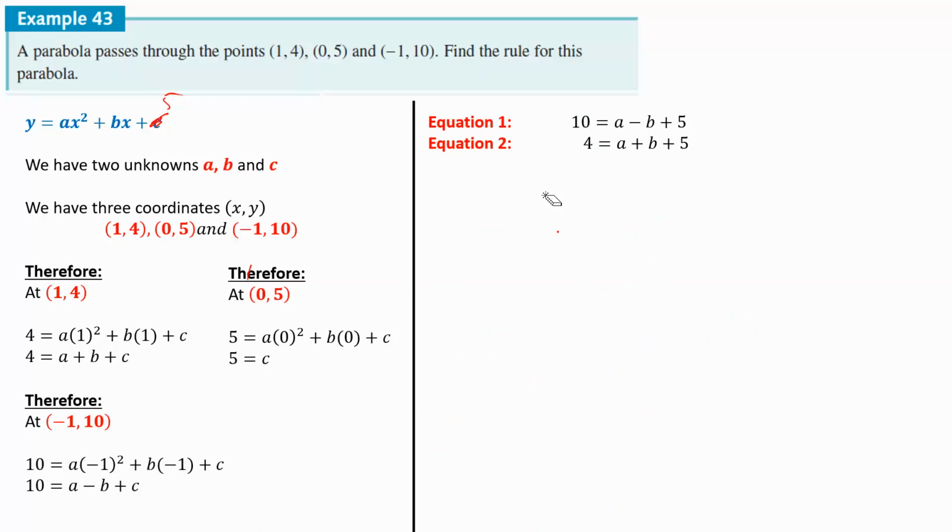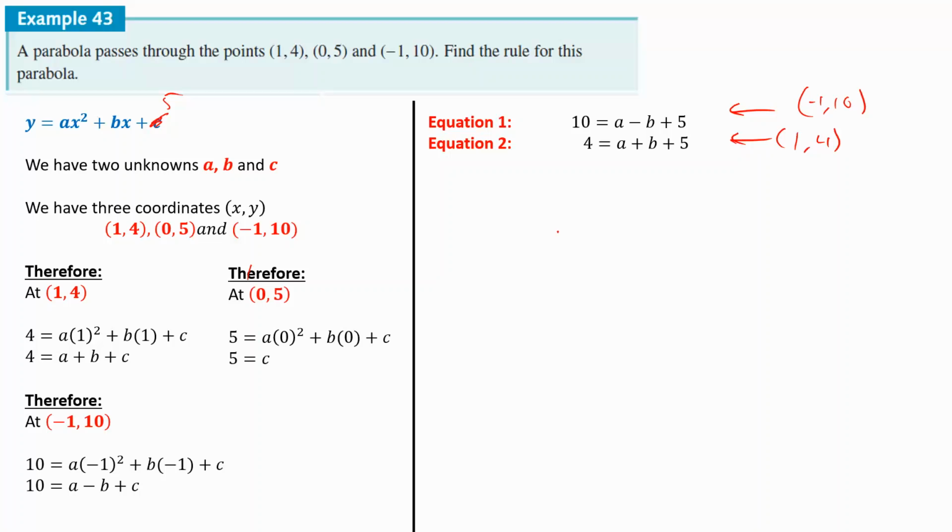is this. Okay, now you're wondering, how do I get this? Same thing, I just had a plus b plus c, and c is 5. I know c is 5, so I'm just saying a plus b plus 5. That's my first equation. This is from using 1, 4. How do I get this coordinate? That was from using negative 1, 10. From down here, a minus b plus c, using that, but c is 5. And then you do the elimination method again.